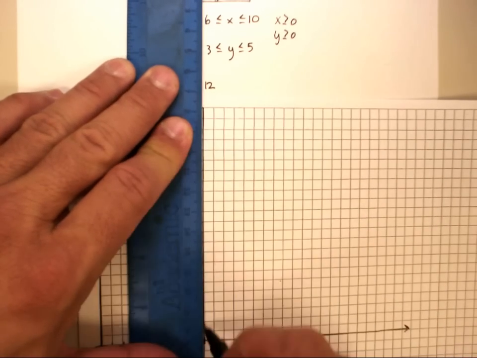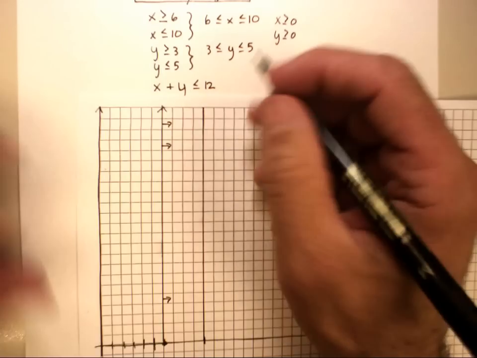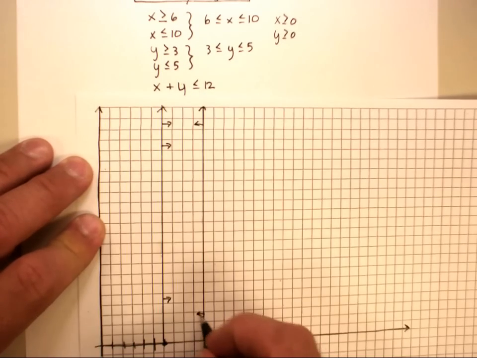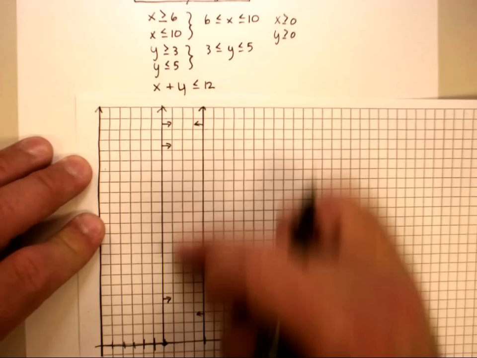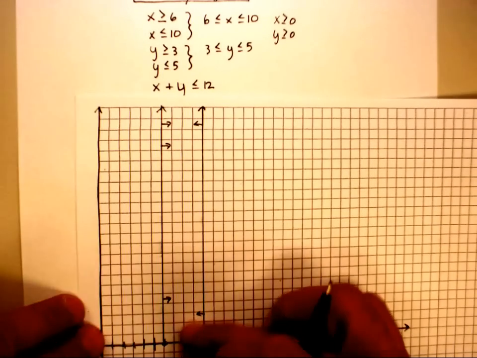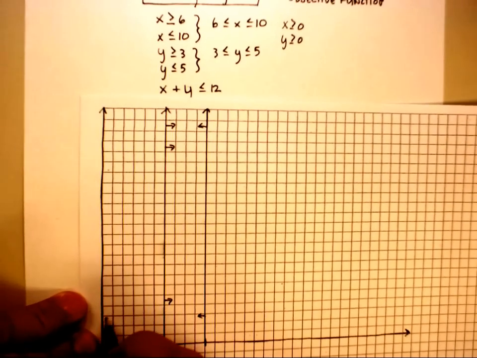There's that line, and I'm shading in that direction. So far, it looks like my answer is just this band. Now let's go to the y's. Y has to be greater than or equal to 3. So I go 1, 2, 3.